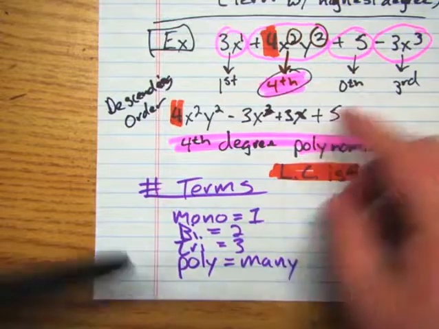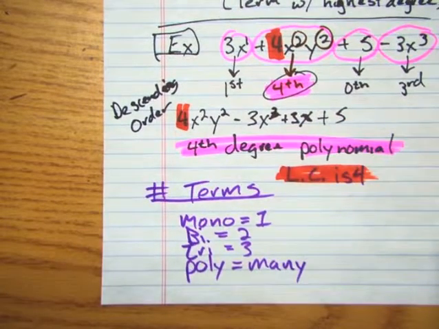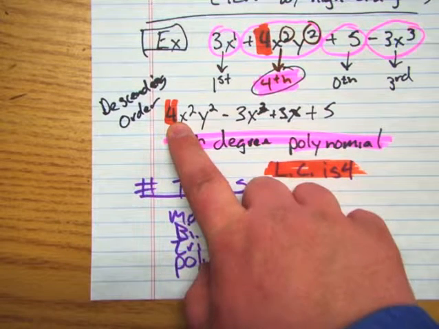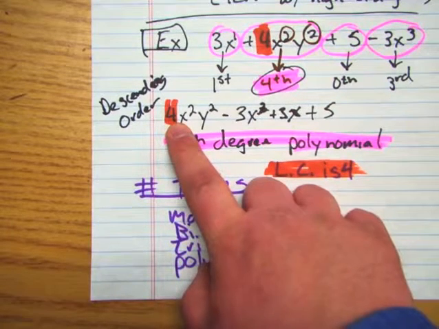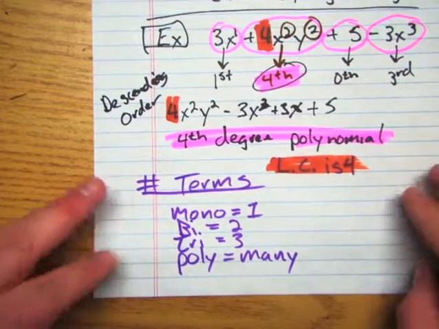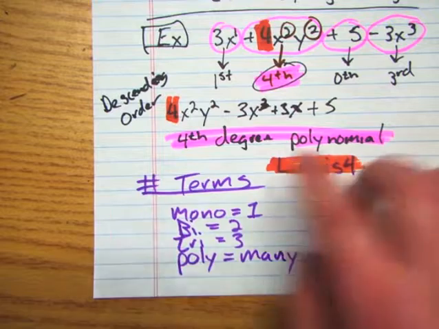First degree, and then 0th degree. Then the number in the front is what we call the leading coefficient. Now remember, the coefficient is the number in front of the variable. It's what we multiply the variable by. So the leading coefficient is the number in front.